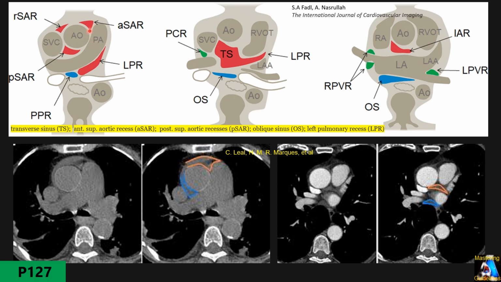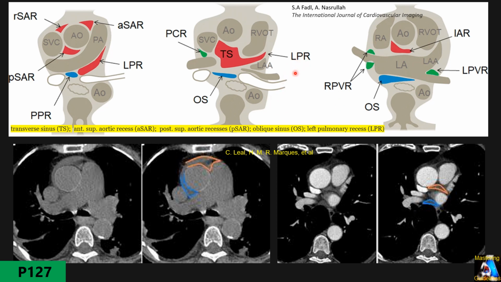This one, on the transthoracic echo, you cannot see it, but the posterior superior one here, you can sometimes see in the suprasternal notch long axis view, the posterior superior aortic recess. This one appeared as an answer in one of those multiple choice questions, and so on.